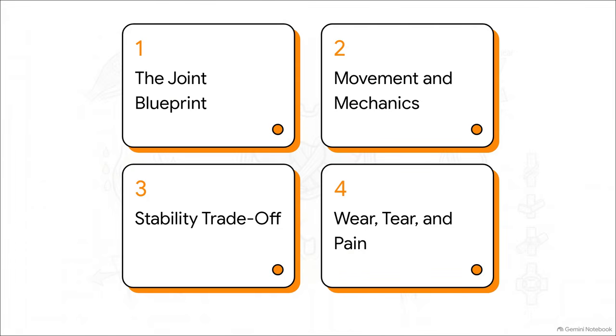So here is exactly how we're going to unpack all of this today. First, we'll look at the joint blueprint. Second, movement and mechanics. Third, the stability trade-off. And finally, number 4, wear, tear, and pain.